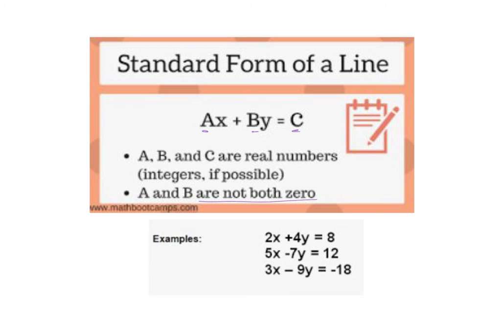So examples of something in standard form is 2x plus 4y equal to 8. Notice that the x and y are both on the same side, where the number that's by itself is on the other side of the equal sign. 5x minus 7y equals 12. 3x minus 9y equal to negative 18.